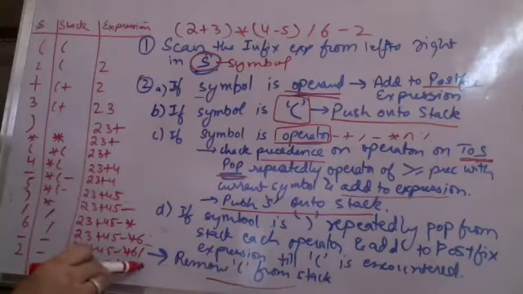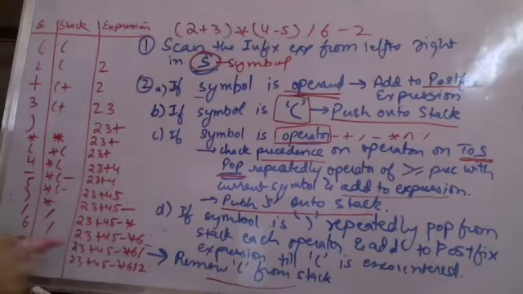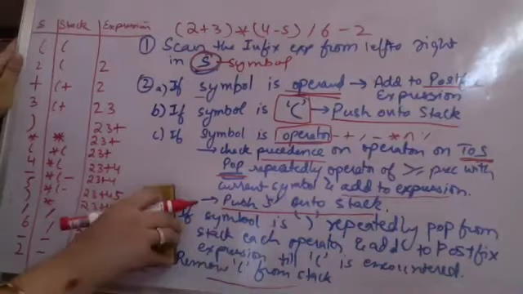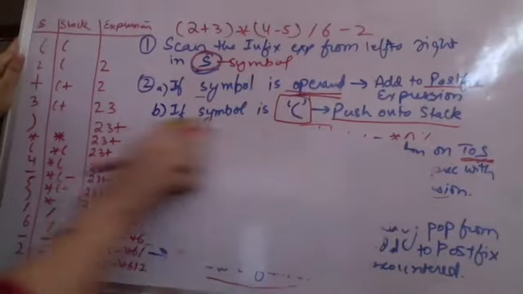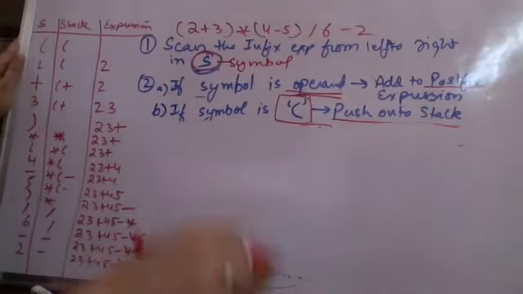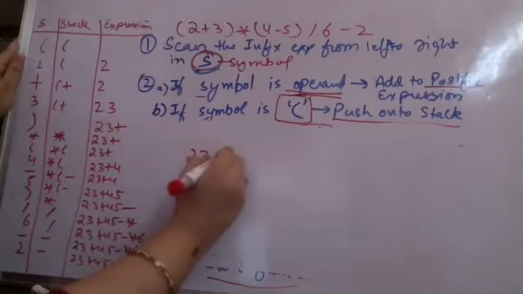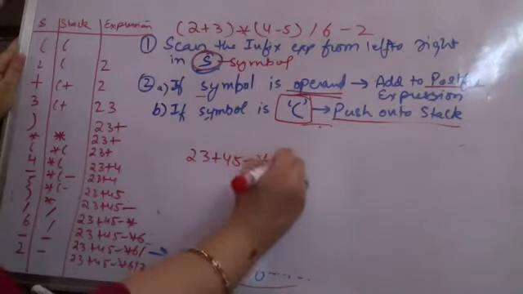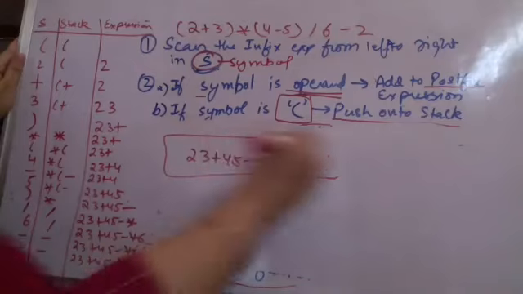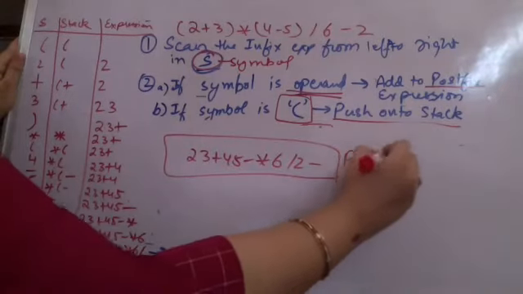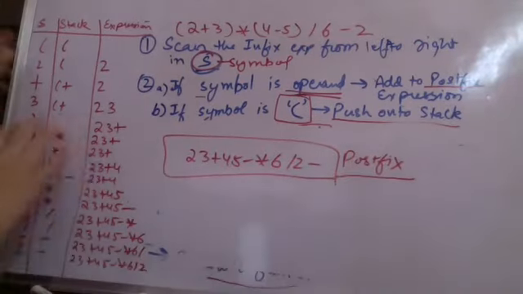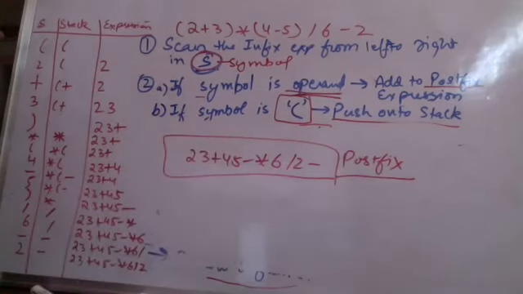Whatever is there in the stack will now be added to the expression, so that the final expression that I get is 2, 3 plus 4, 5 minus. This becomes my final postfix expression. This is how I am converting an infix to a postfix expression. Is it getting clear to all of you now?